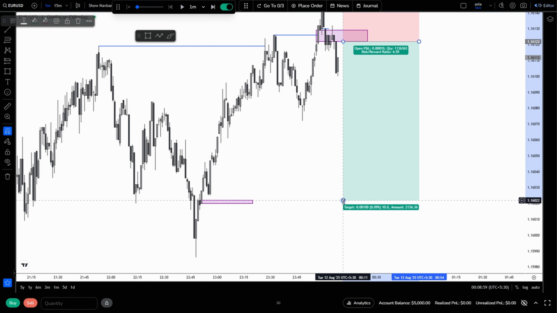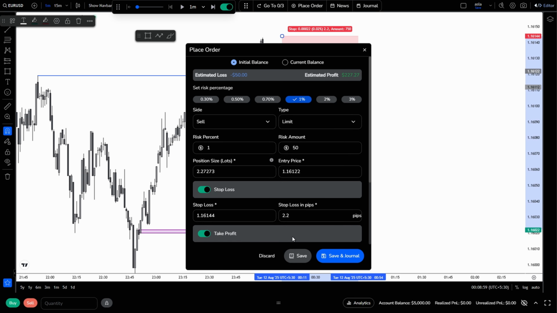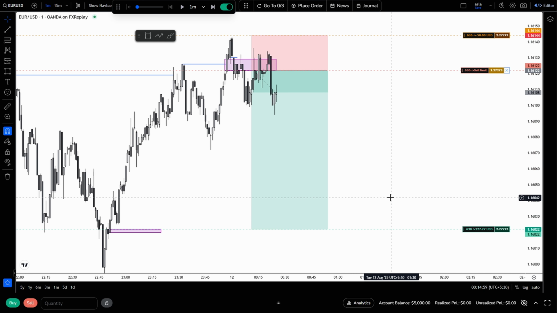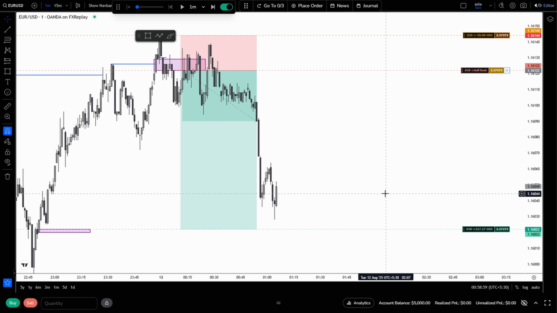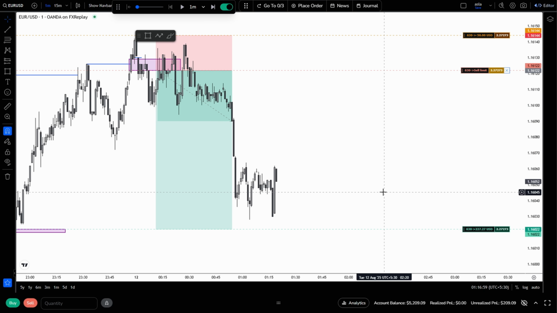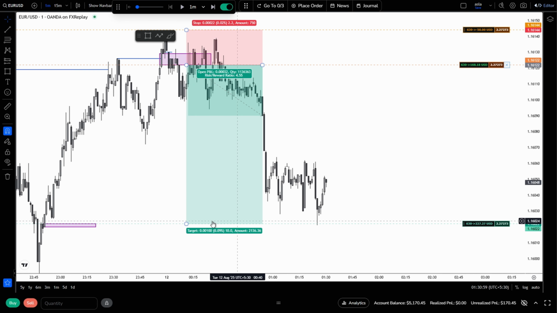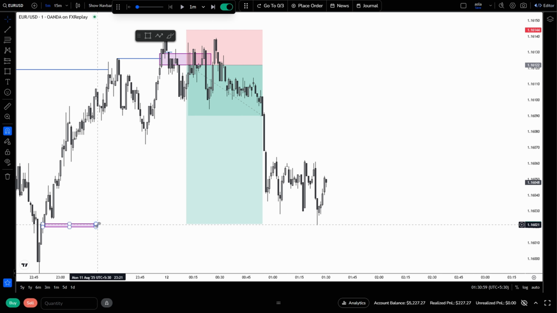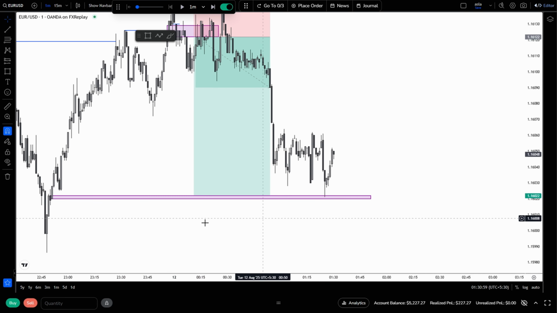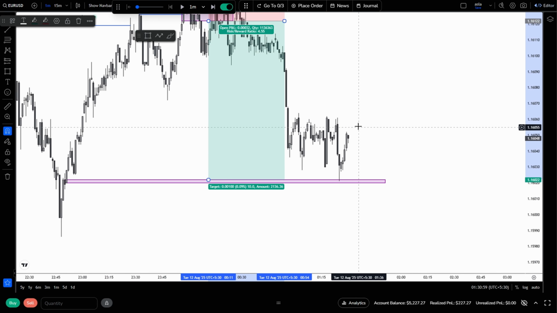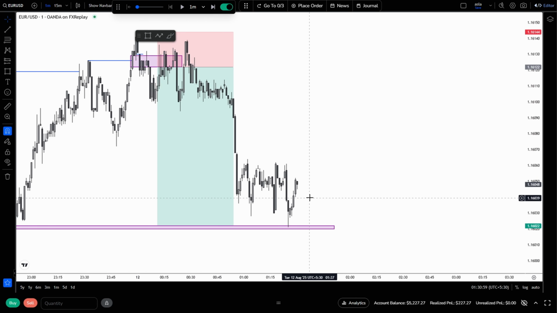Now let's see how price reacts. You can see how cleanly price moves straight into our target. You can also notice how price starts giving clear rejection as it enters these unfilled PD arrays. This shows you how sensitive price becomes once it starts filling inefficiencies.